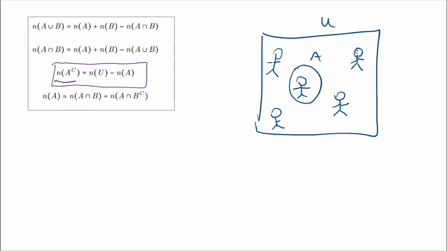So the number of elements in A complement is equal to take the number of elements in the universal set and subtract the number of elements inside A, okay? So if we were to translate this formula, this identity to English, we would say the number of elements in the complement of A is equal to take the number of elements of the universal set and subtract from that the number of elements inside A, okay?